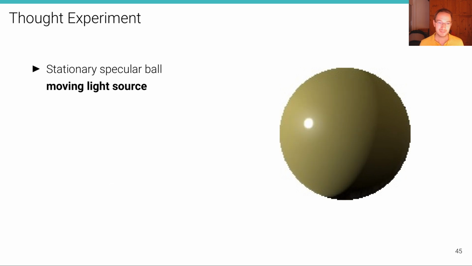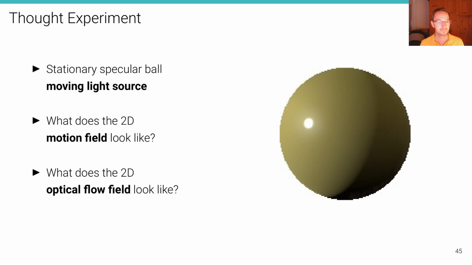Let's consider another case. In this case we have a stationary ball, but now the stationary ball is not Lambertian but specular. And we have a moving light source that rotates around that specular ball and changes the position of that specular highlight. What does the 2D motion field look like? Well, the ball is stationary, so it's zero, clearly.